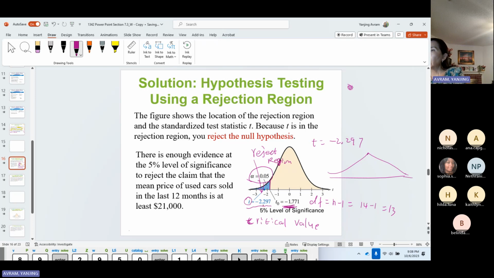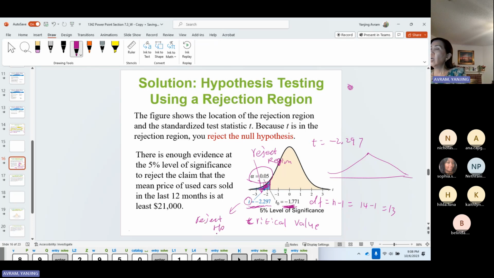All right, since my t is inside the rejection region. My t is less than the critical value. My calculation for t is negative 2.297, and the critical value here is negative 1.771. So this region is called a rejection region. Since my t is inside the rejection region, the conclusion here will be to reject the null hypothesis.